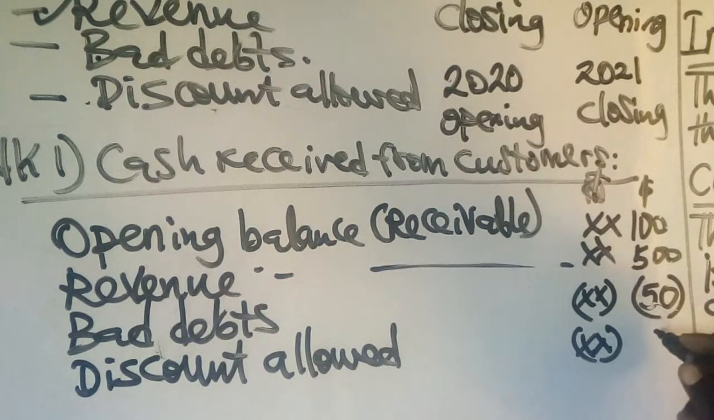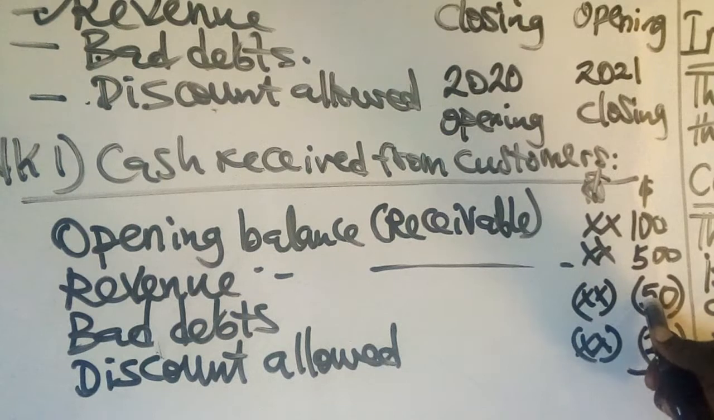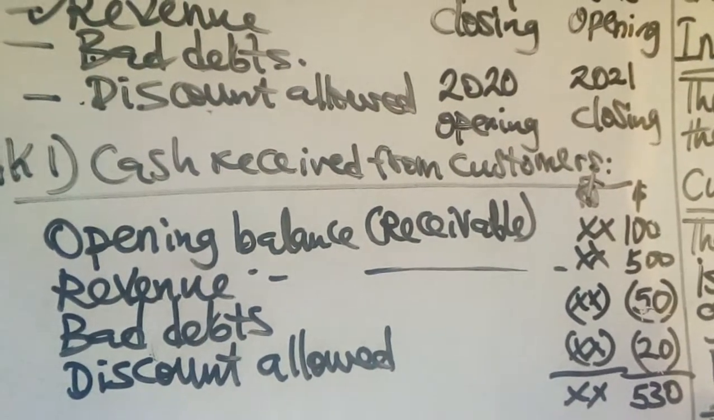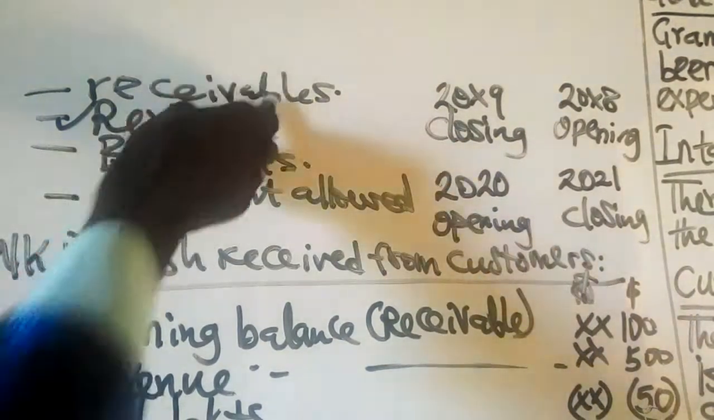Then let us assume this is $20. That means out of 600 now, 100 plus 500, that is 600, 50 is bad debt. That means you'll be left with 550. And 20 is discount. That means out of 550, the amount you are expecting from customers is 530. So when you are expecting 530 from customers, in your closing statement of financial position, you will also see your receivables there.